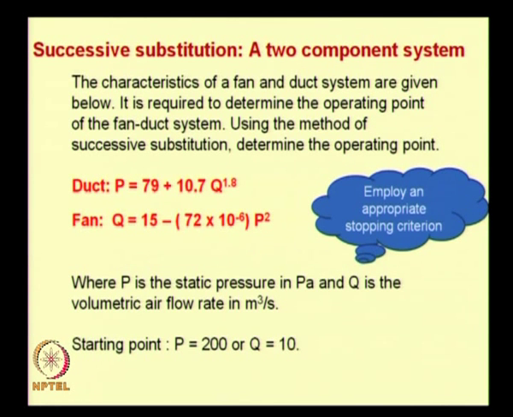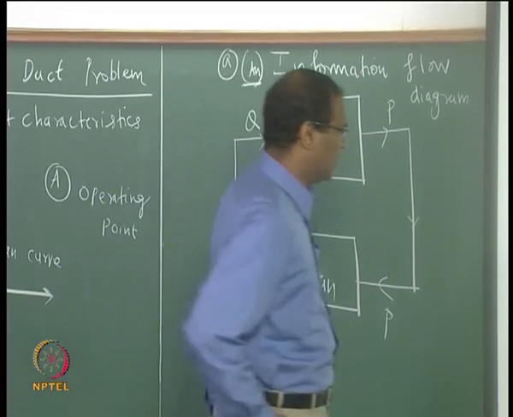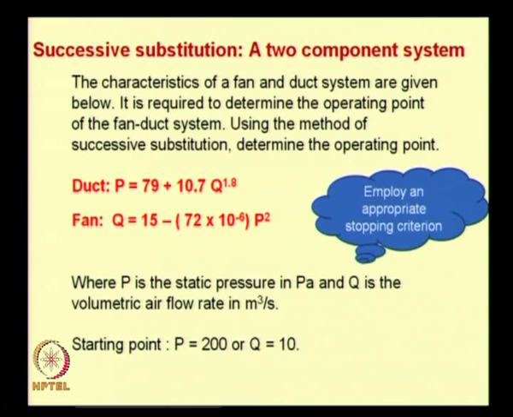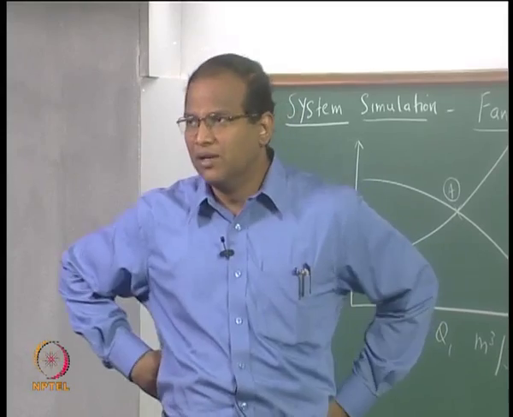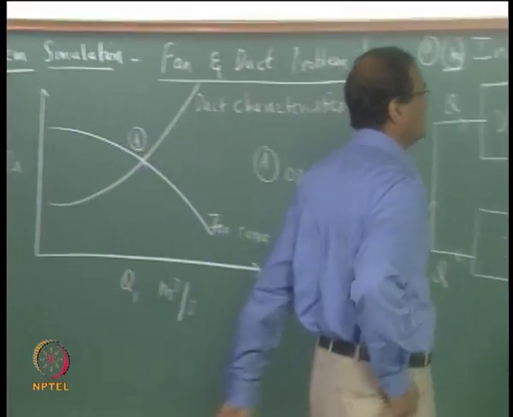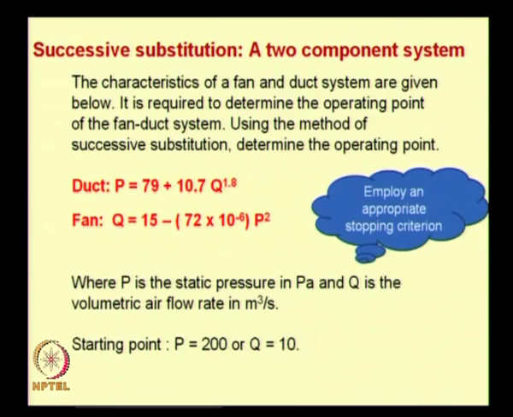Now let us try to solve this problem with this information flow diagram, so that all of us proceed along similar lines. I have also given you the starting point. You can either start with Q equal to 10 meter cube per second, or P equal to 200 Pascal. How many of you have already finished? Is there anybody who has already finished? Why don't you start making the table. I told you, please employ an appropriate stopping criterion.